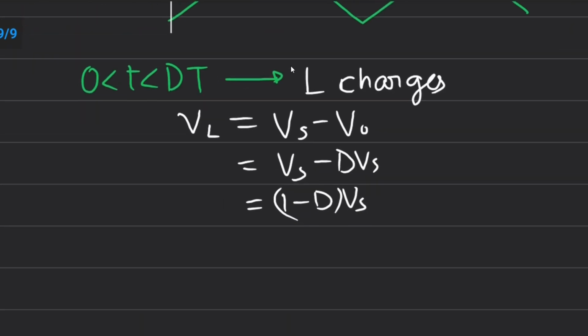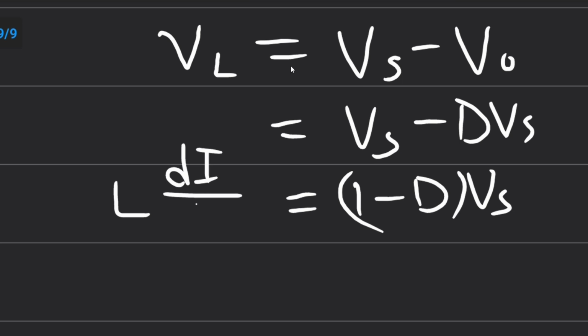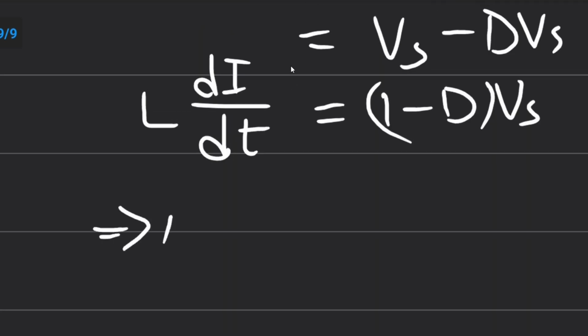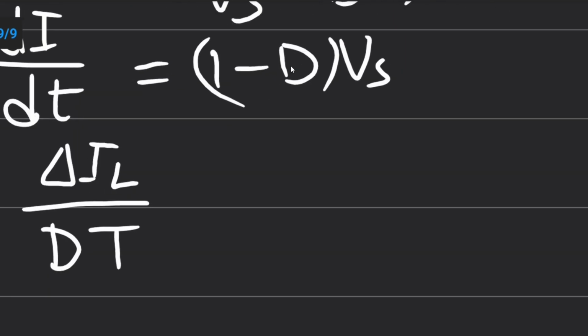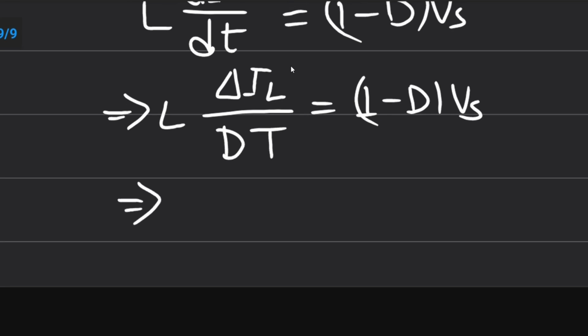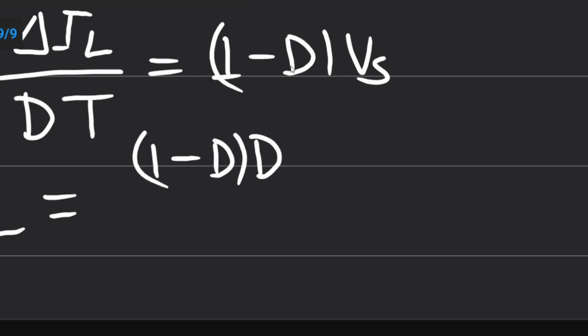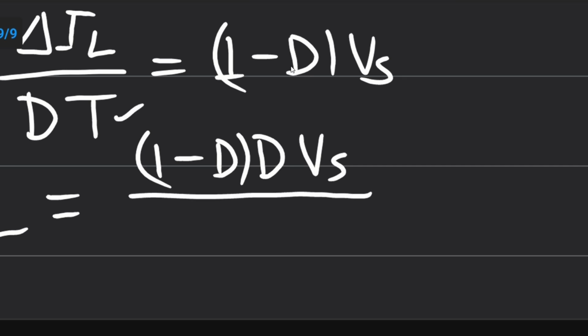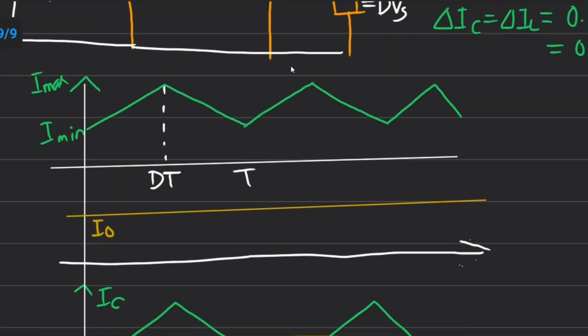As the inductor is charging, we can write L di/dt, and we can write L di as delta IL, and the time period dt is basically DT minus 0, so we can write it as DT and (1 minus D) Vs. So L will become (1 minus D) D Vs. We can write the T here as 1 by f, over delta IL.